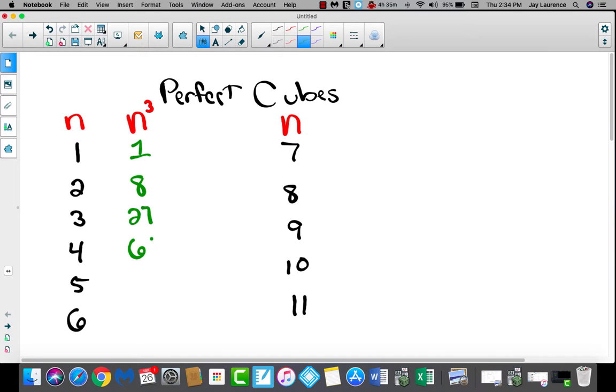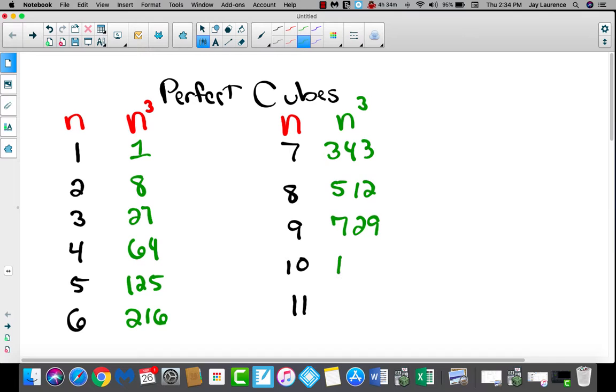4 cubed is 64. 5 cubed is 125. 6 cubed is 216. 7 cubed is 343. Oh no, I lost my n cubed. There it is. 8 cubed is 512. 9 cubed is 729. 10 cubed is 1,000, and 11 cubed is 1,331.